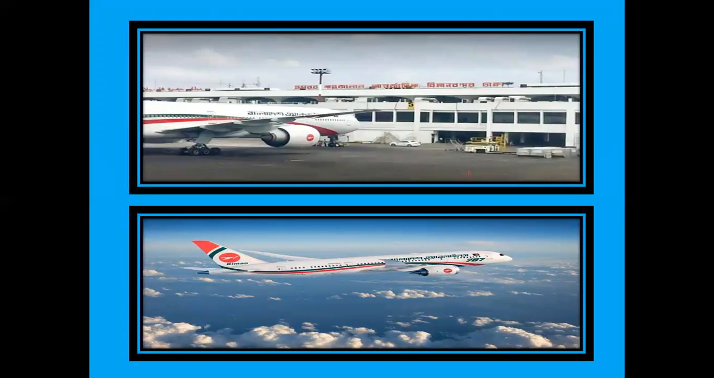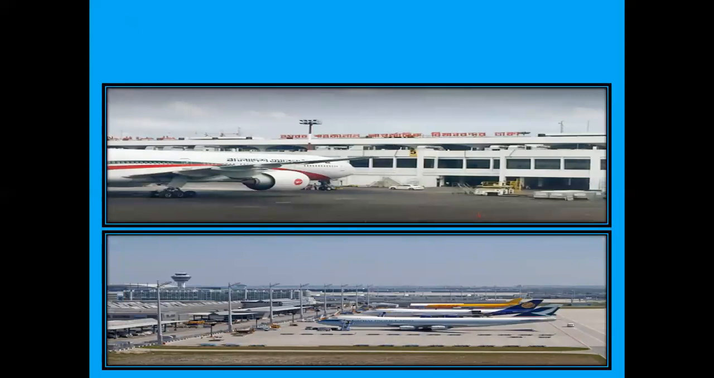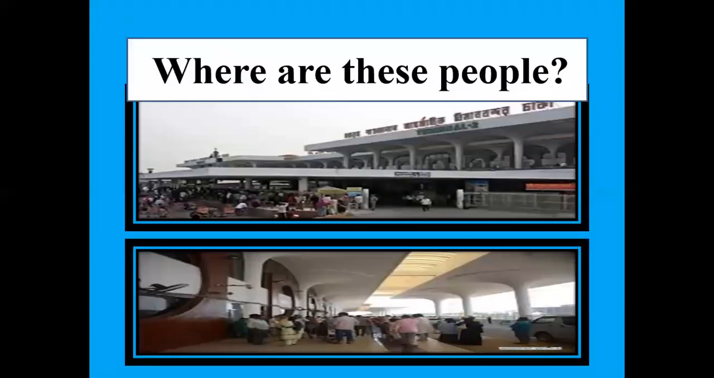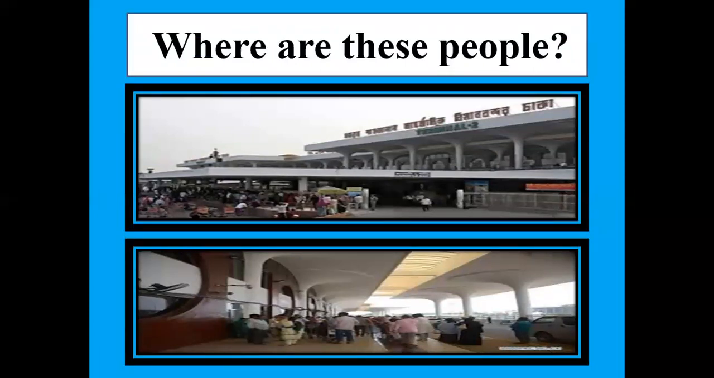Here are another images. Students, notice them. What do you see? Oh yes, the image of an airport, aeroplane. Thank you very much. Learners, where are these aeroplanes? Oh yes, aeroplanes are at the airport. Well done. Dear students, where are these people? Oh yes, people are at the airport. Very good.